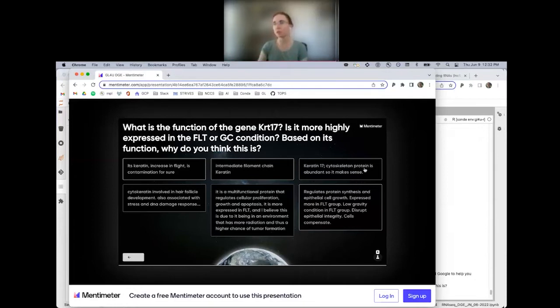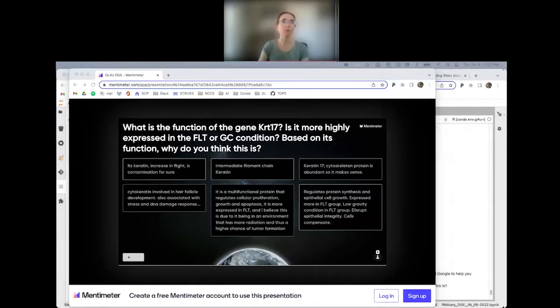It's a cytoskeleton protein, right? So we're looking at muscle cells, so this makes sense. And this gene also is known to regulate protein synthesis and epithelial cell growth, so it might have to do with the lower gravity in flight due to disrupted epithelial integrity. So these are all just fantastic hypotheses.